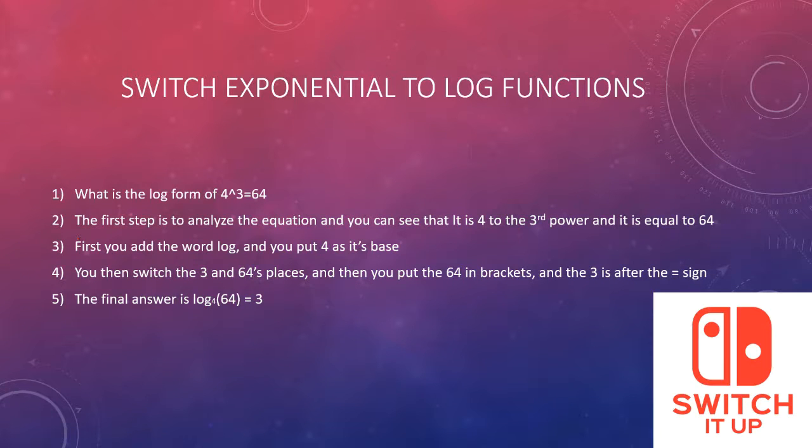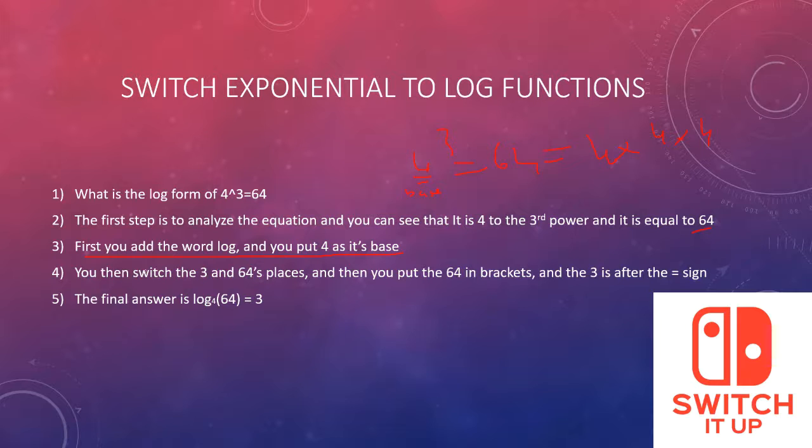So 4 to the third power equals 64. This is basically saying it's 4 times 4 times 4. So the first step is to analyze the equation. You can see that it's 4 to the third power and is equal to 64. First, you add the word log, and you put 4 as its base. This number is the base.